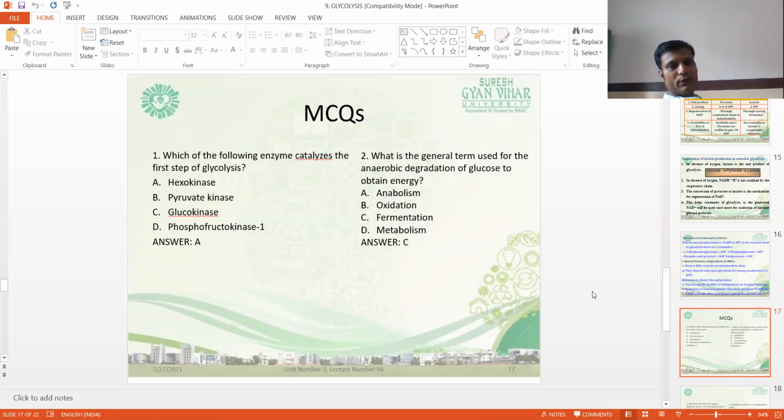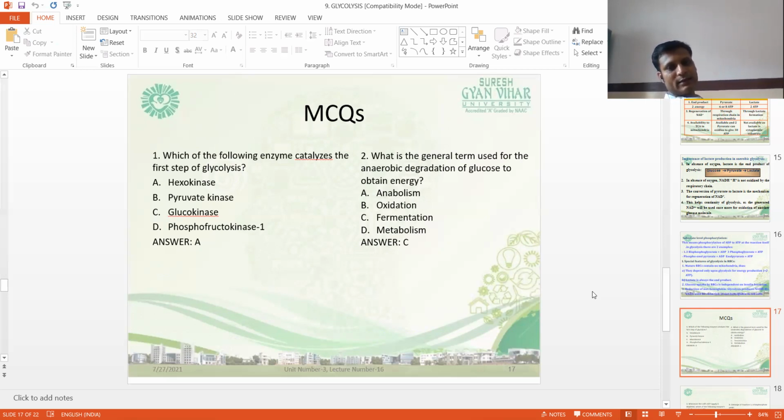So coming to the MCQs, which of the following enzymes catalyzes the first step of glycolysis? We all know the answer is hexokinase, because it's the first step, when the glucose is getting converted into glucose 6-phosphate.